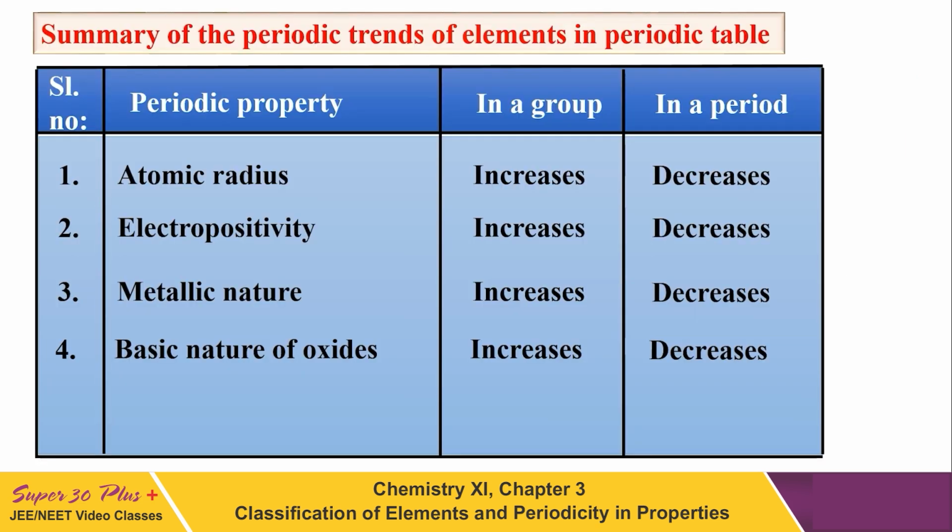Here are some values for the different species. For the sake of your revision, atomic radius in a group increases, in the period decreases. Electropositivity, that means electron ionization enthalpy, increases in the group and decreases in the period. Metallic nature increases in the group and decreases in the period. Metallic nature is the tendency to donate electron, and basic nature of oxide also increases in the group and decreases in the period. So these are some periodic properties we discussed in this unit.